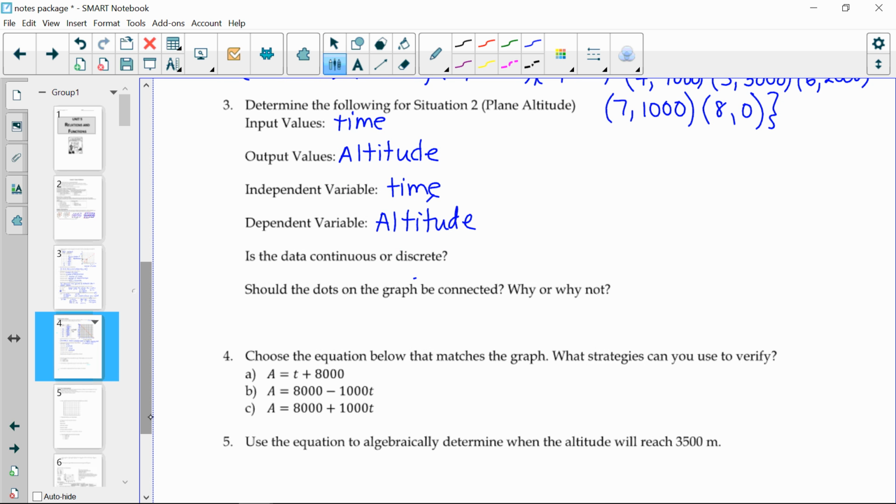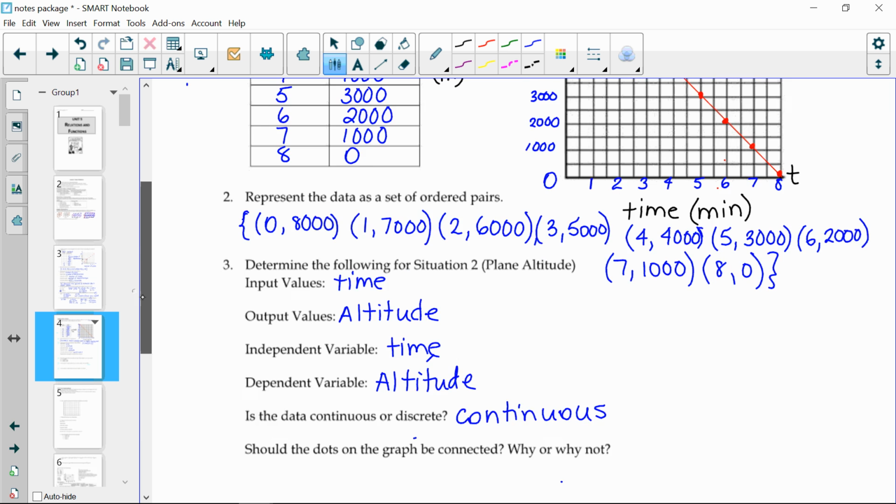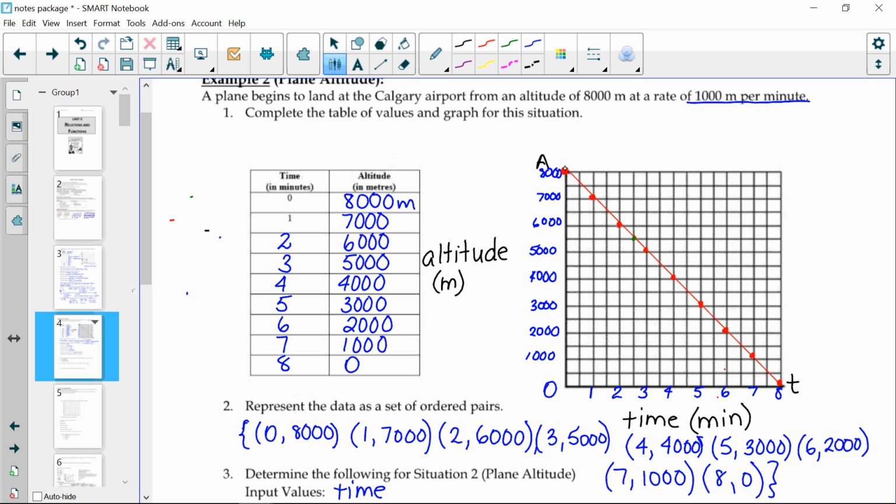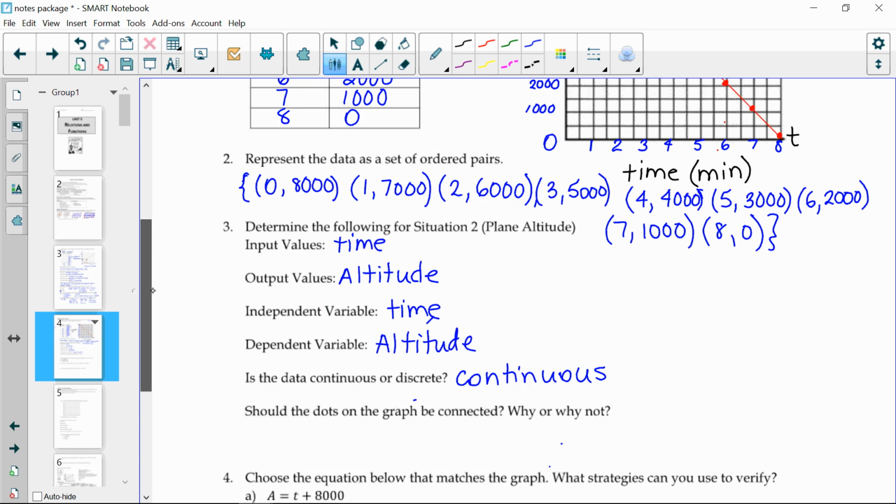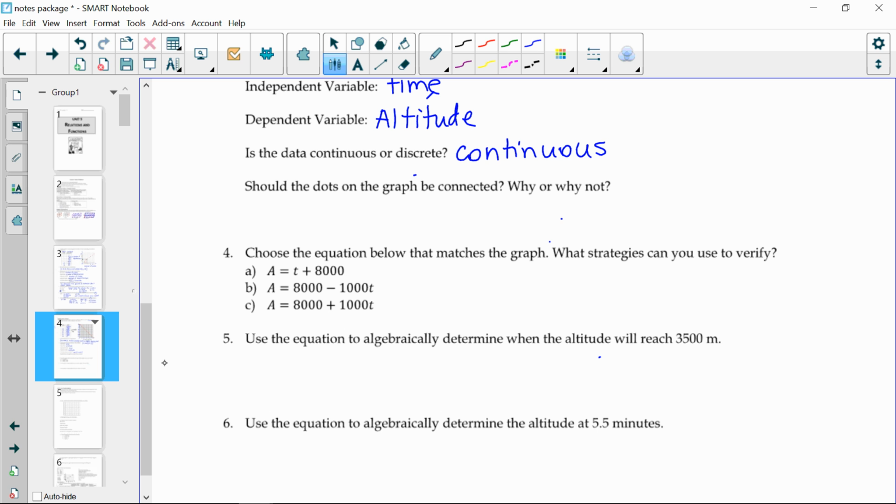Now, is the data continuous or discrete? Well, in the previous example, it was discrete. In this case, it is continuous. Now, this continuous does not mean that the data goes on forever, because clearly it does not, right? It has a beginning and it has an end. So don't confuse that, okay? So in this case, it is continuous because all the points, even in between, work for the data.